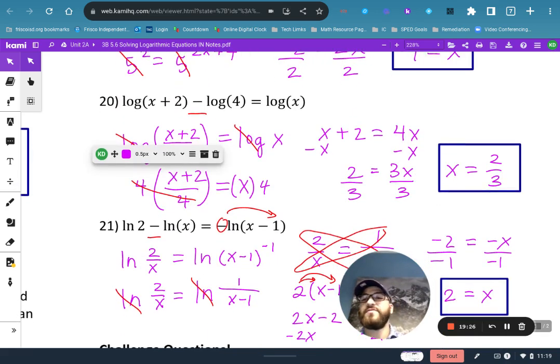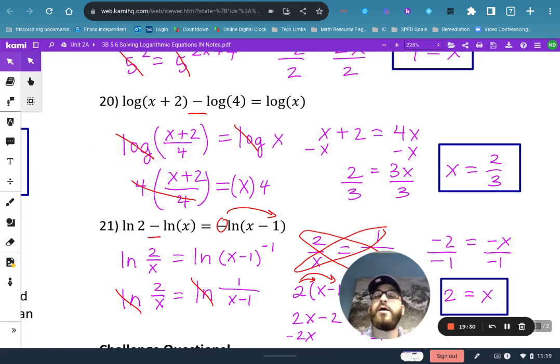In the case of 20, I have log of x plus 2 minus log of 4 is equal to log of x. So let's condense that first log. It's a subtraction, so we condense it into division. So log of x plus 2 divided by 4. They are the same base, a common log, base of 10. So cancel out log, cancel out log. I get x plus 2 over 4 is equal to x. Multiply the 4 to both sides. X plus 2 is equal to 4x. And then we're just solving for x from there.